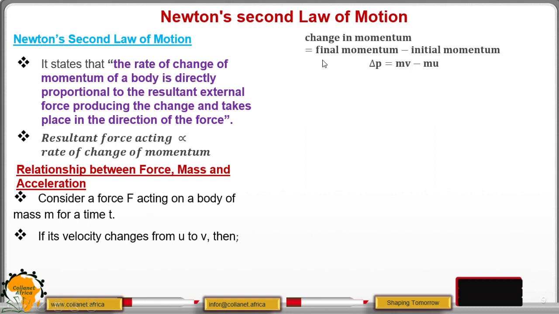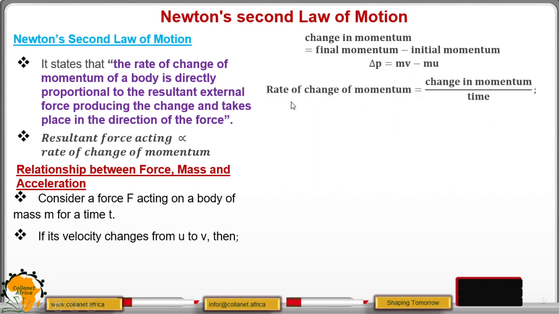So when we talk of the final momentum, we take the mass and multiply by the final velocity. Therefore, we have that the change in momentum is mv, minus the initial momentum, which is mu. So the change in momentum is mv minus mu.